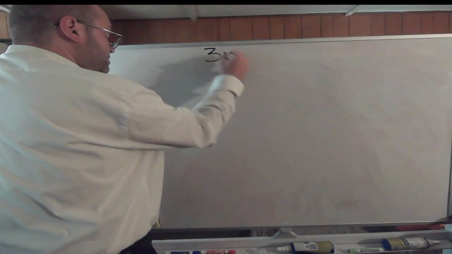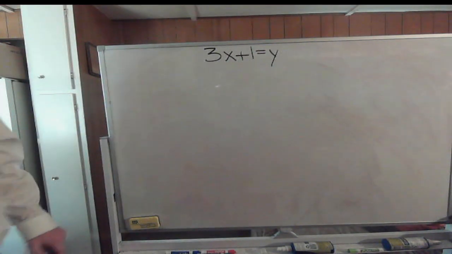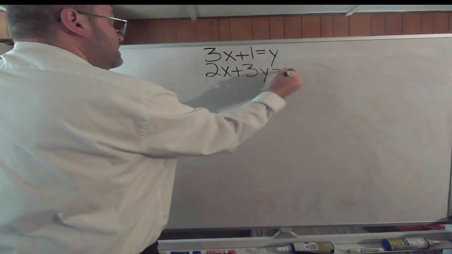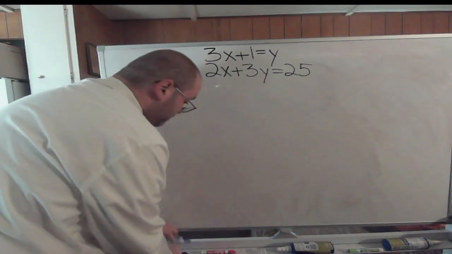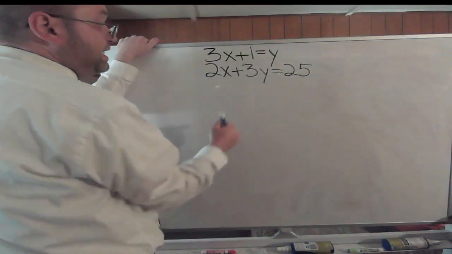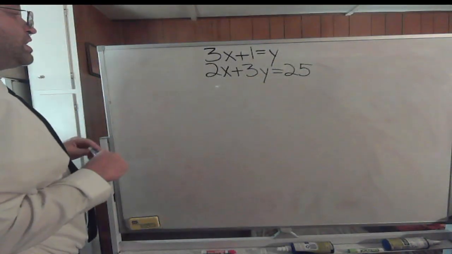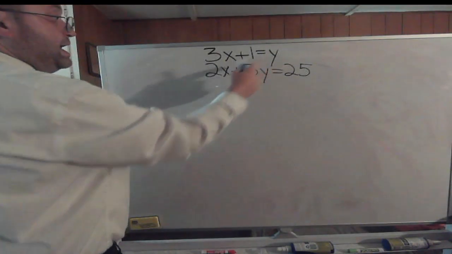Substitution by far is my favorite method, to be honest, because it's usually the easiest. Alright, this one might not be as obvious here, but we have 3x plus 1 equals y. Then we have 2x plus 3y equals 25. So in this system of equations, we have 3x plus 1 equals y, and then 2x plus 3y equals 25. Well, we can still do substitution because you have something equal to y.